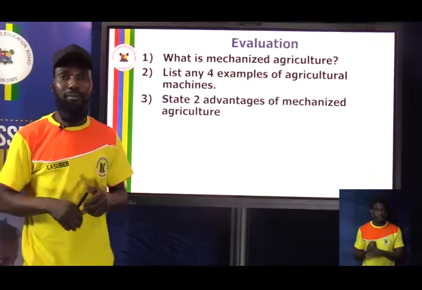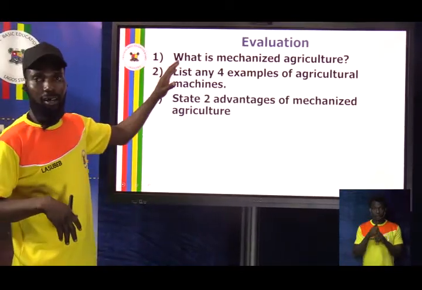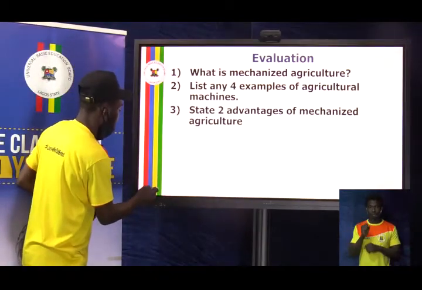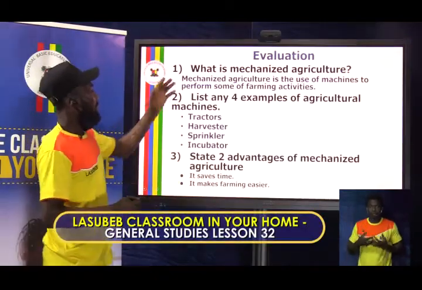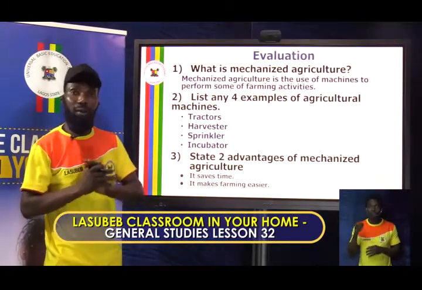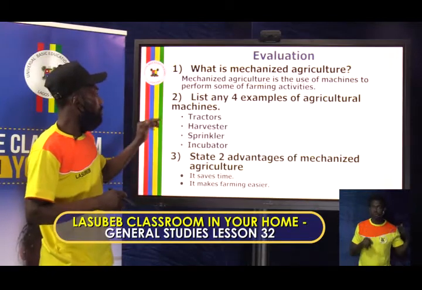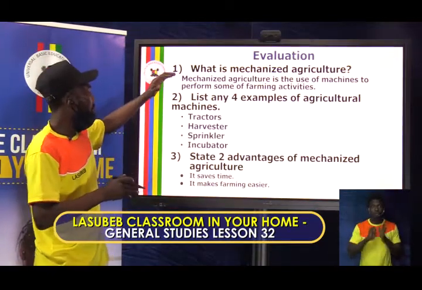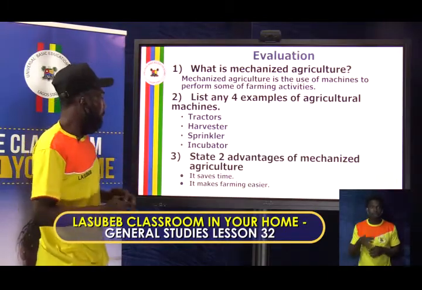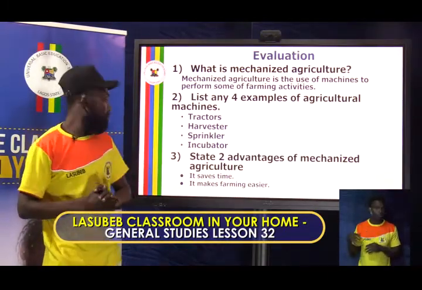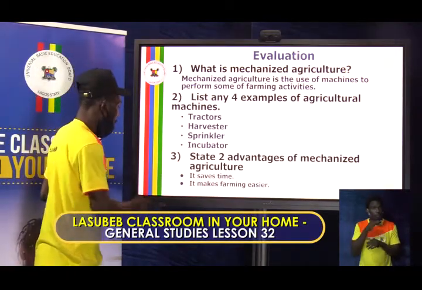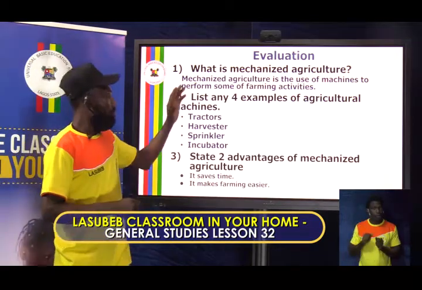Eyes on me. I hope you have answered correctly. Now, let's check the answers. Question 1: mechanized agriculture is the use of machines to perform some of the farming activities. Question 2: 4 examples of agricultural machines: tractors, harvesters, sprinkler, incubator, and so on. The advantages: it saves time, it makes farming easier. Mark accordingly and score yourself.